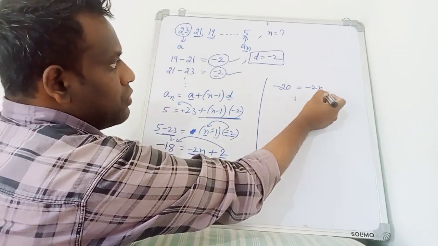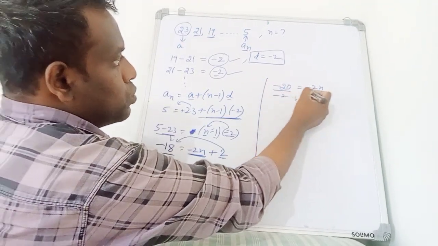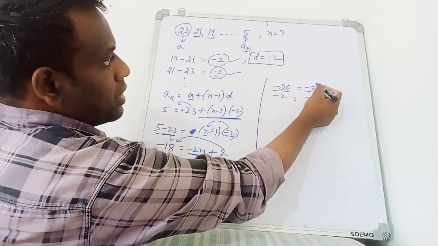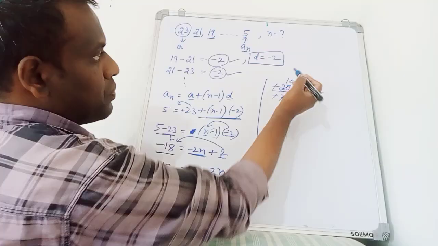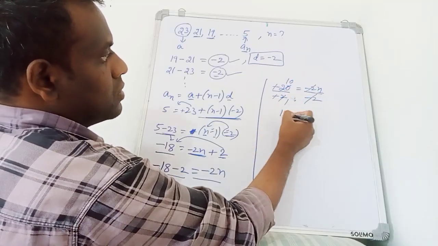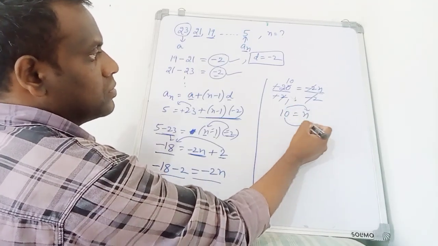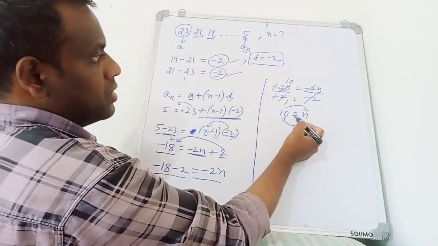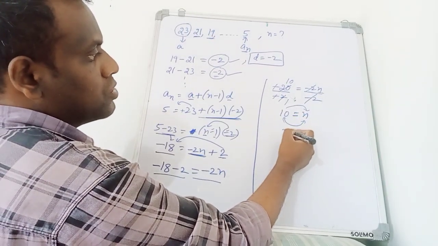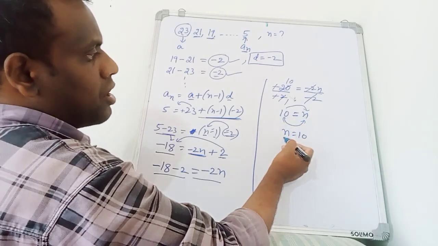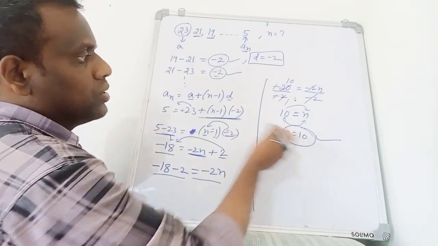Now we want n, we don't want this minus 2. So divide both sides by minus 2. Minus 2 cancels out. The minus cancels out. 2 tens are 20, so 10 is equal to n. Because of this equal sign, this is equal to this, so we can interchange, it will not be wrong. So n is equal to 10. 10 is equal to n or n is equal to 10, both are correct. So n is equal to 10, we got.